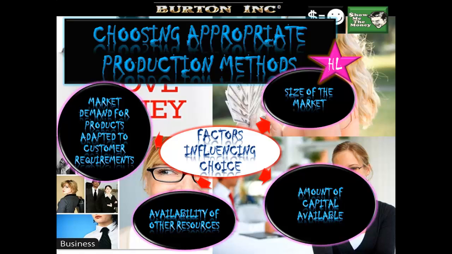Now, the market demand for products adapted to customer requirements. If firms want the cost advantages of high volumes combined with the ability to make slightly different products for different markets, then mass customization would be most appropriate. Technology is giving firms the flexibility to produce a variety of models using one basic design and production process.